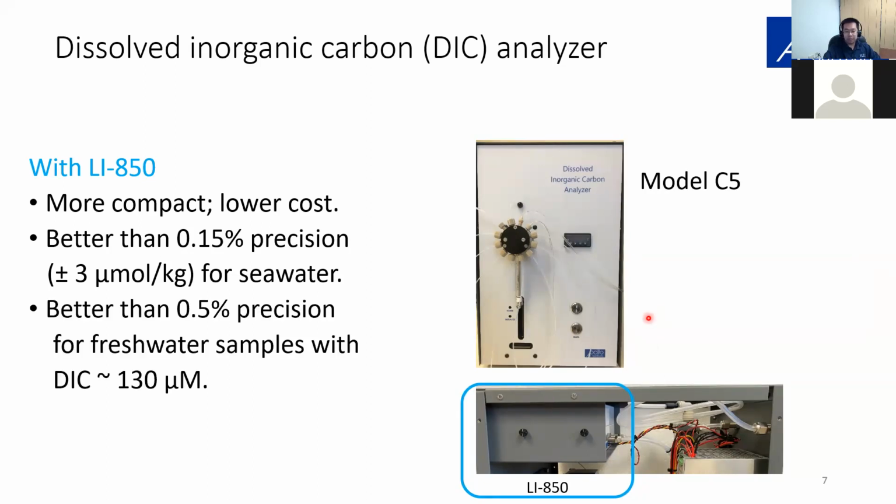And for freshwater samples with DIC level around 130 micromoles per liter, we can provide a precision better than 0.5%.